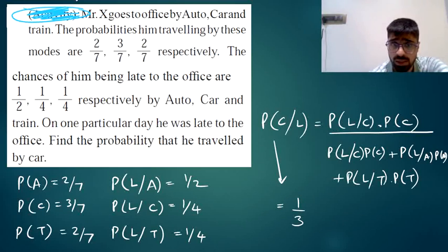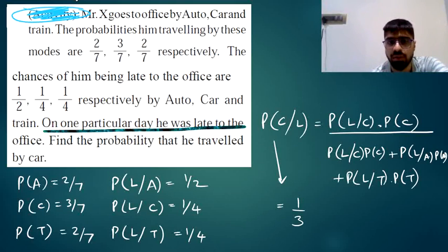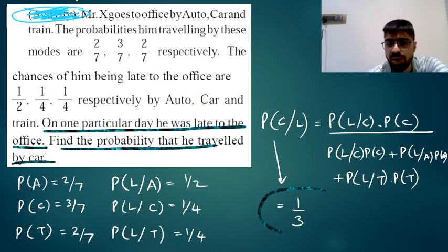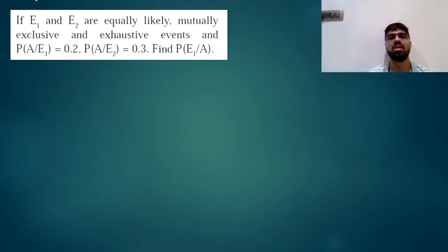That is, given that the person is late, the probability that the person was traveling by car is 1 by 3. Let's now go for the last two questions that I was talking about. I felt they are a little bit out of context or not related to the previous type of questions that we have done. But yeah, somewhat they are probability questions only. So let's solve these two questions also.